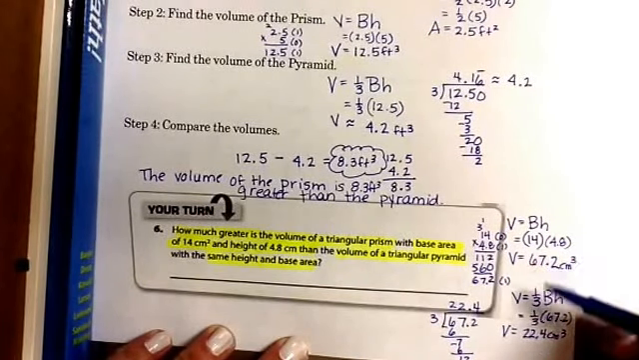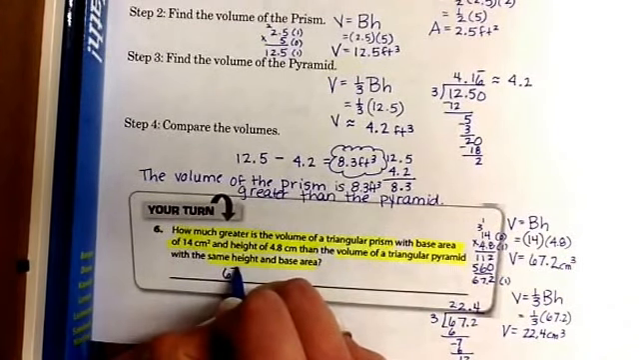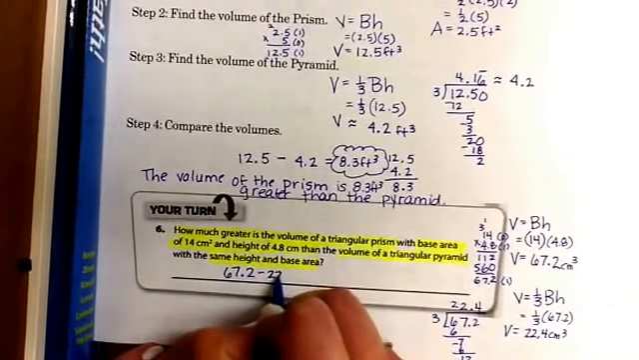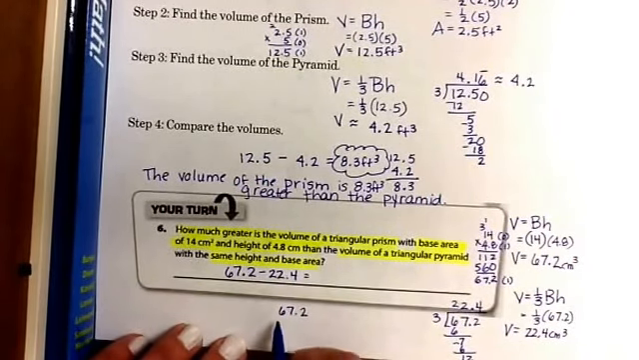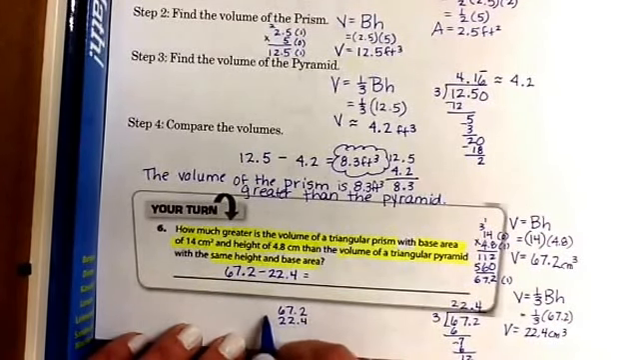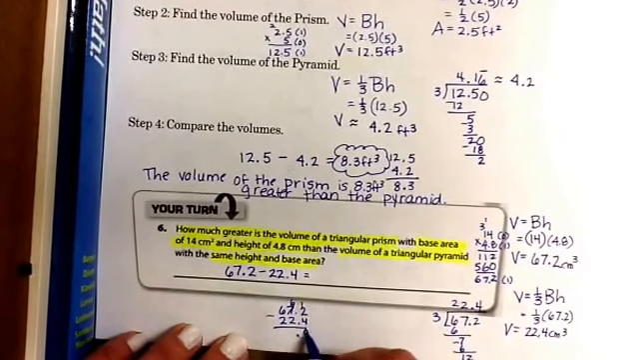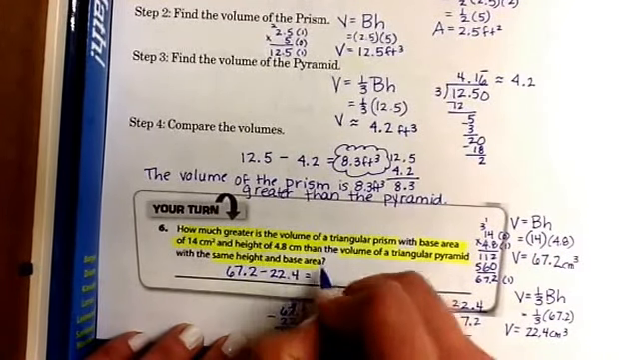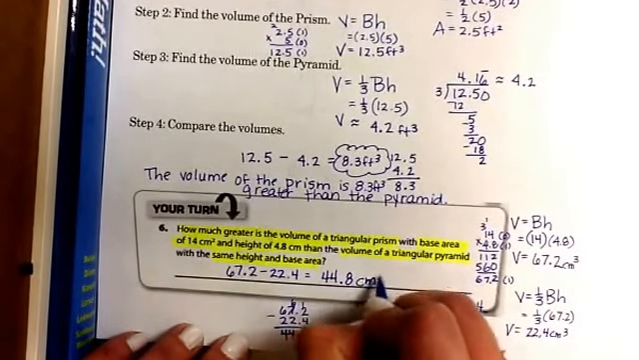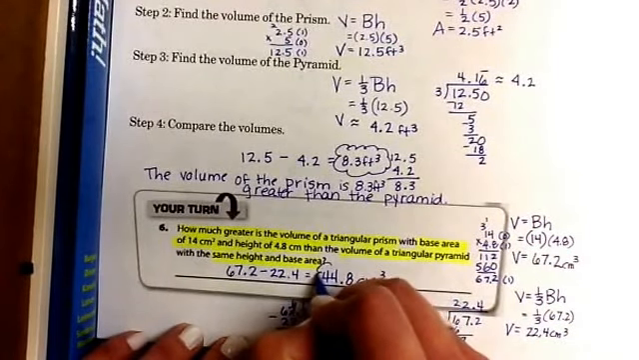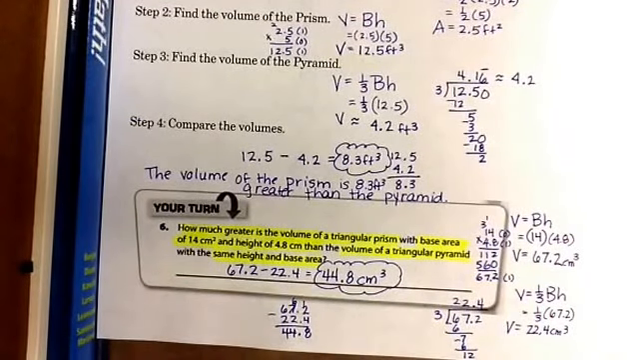So I have my two volumes here. Now I need to just compare them. You should have subtracted 67 2/10 minus 22 4/10 to get your answer. I'm going to go ahead and line those numbers up to show my work. If I regroup, when you're subtracting, your decimals stay in a straight line. Your final answer should have been 44 8/10 centimeters cubed greater. So the prism is that much greater than the pyramid.